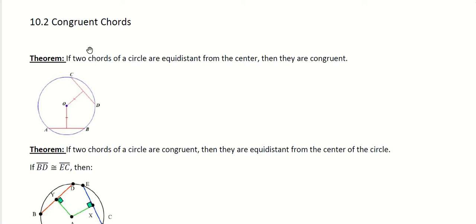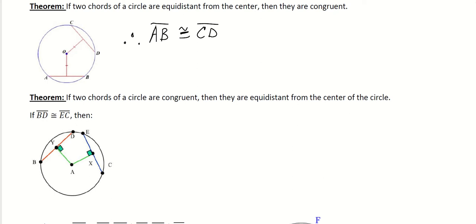First off, a theorem. If two chords of a circle are equidistant from the center, then they are congruent. So here we have CD, that is a chord, and AB, that is a chord. They are both equidistant to our center O, as you can see. So what we're able to conclude from that is chord AB is congruent to chord CD.